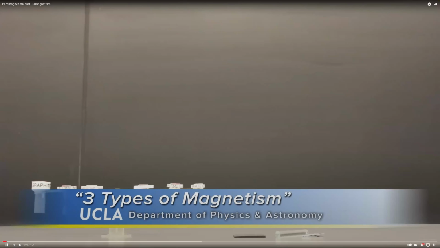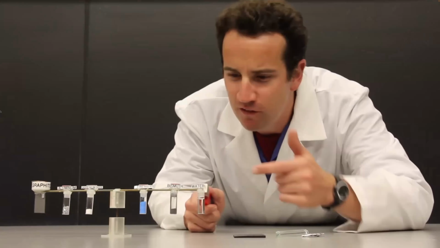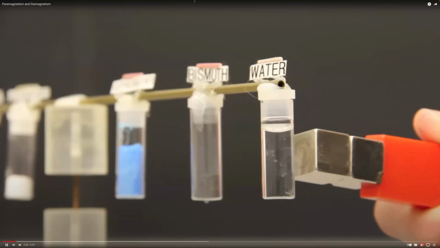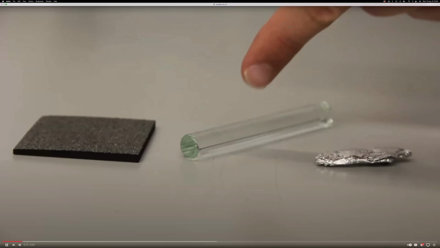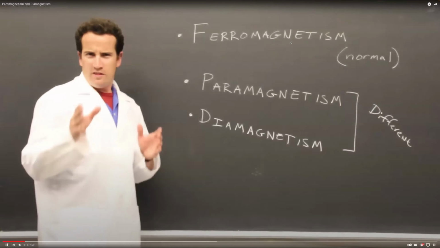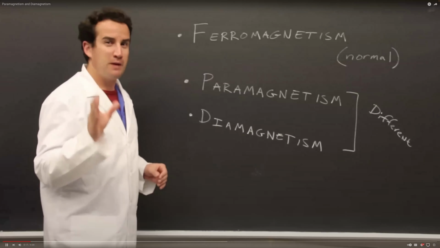So we saw this last week, right? Observe this. So what was this experiment all about? This is a new and different category of magnetism called either para or diamagnetism.